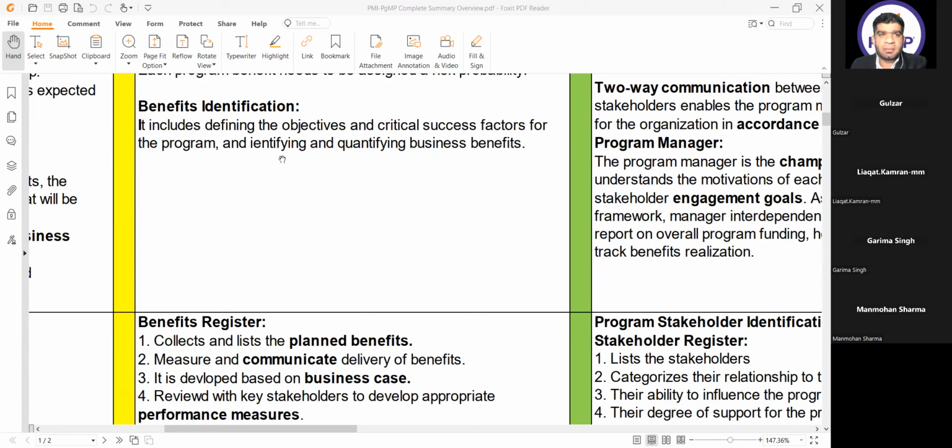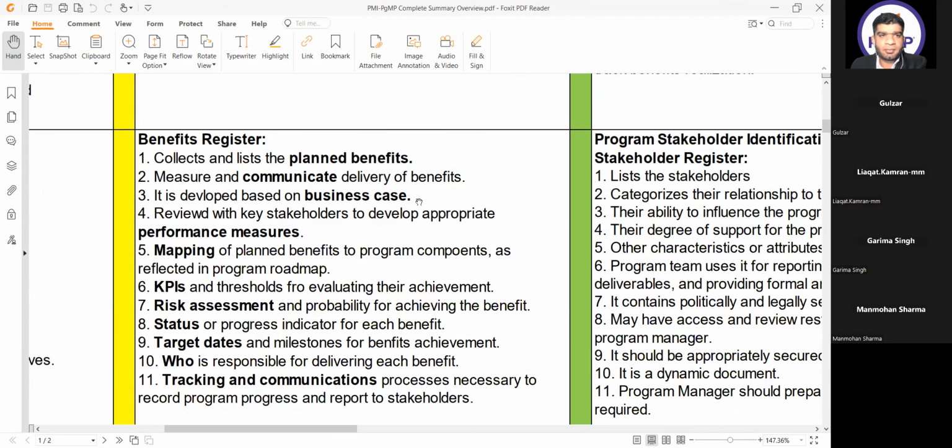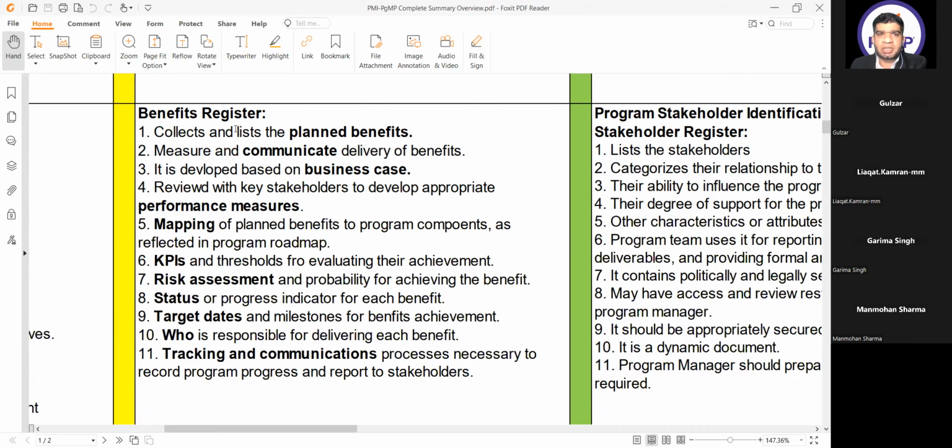Benefits identification includes defining the objectives and critical success factors for the program and identifying and quantifying business benefits. Then we have a program register which has the following things. Number one, collects and lists the planned benefits, measure and communicate delivery of benefits.